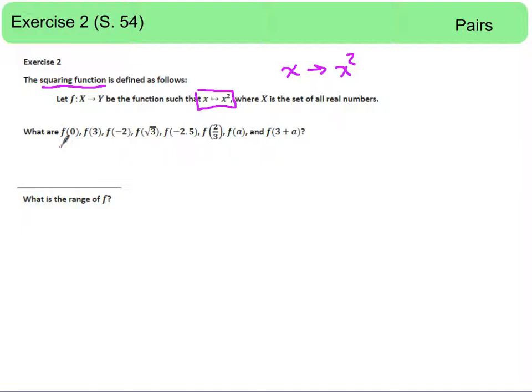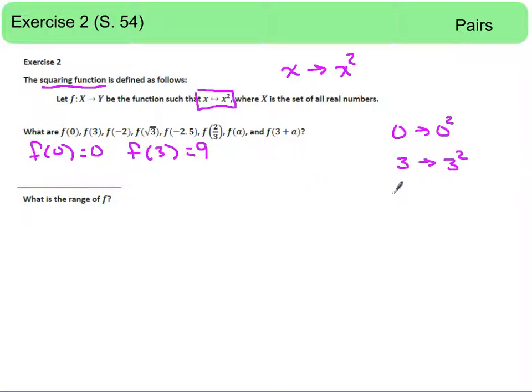So if we see f of 0, what does that mean? That means we're going to take this 0 and plug it in and have 0 squared. And so f of 0 will end up equaling 0. So if I want to know f of 3, then that means I plug 3 in for x, and that means I have 3 squared, so that's going to equal 9.